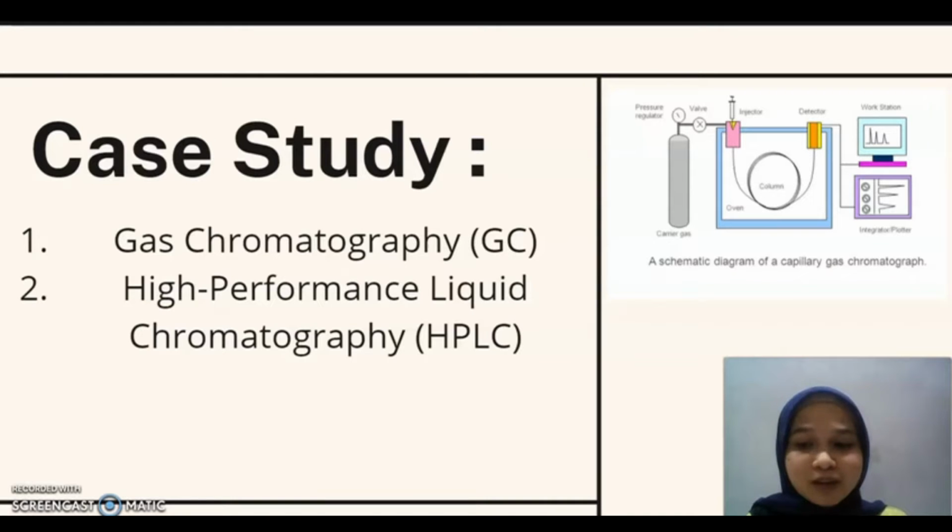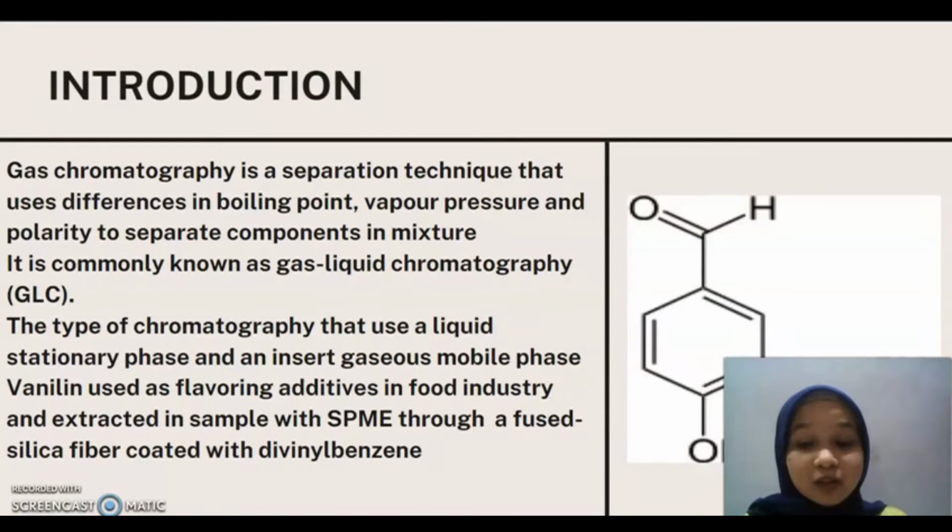So today my crew and I are going to present about analysis of vanillin in white chocolate by gas chromatography. So let's get started. Okay, the first one is introduction.